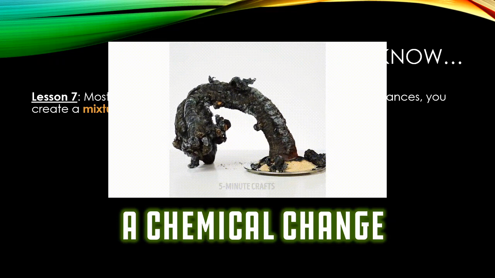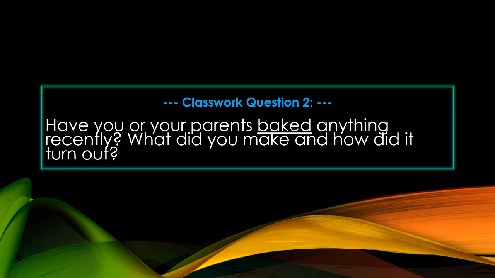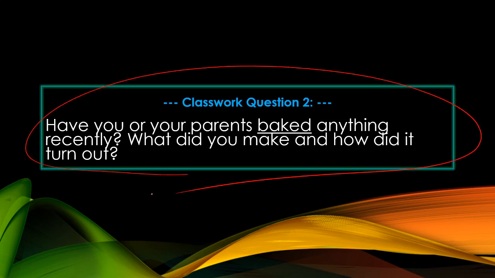Today, we're going to be talking all about these chemical changes. This is just one example. Chemical changes do all kinds of different stuff. But today, we're going to be learning about what that actually means and how we know that a chemical change has occurred. Before we jump into our crash course video, which yes, we'll have one today, I have a second classwork question for you. So go ahead and pause the video and answer this question.